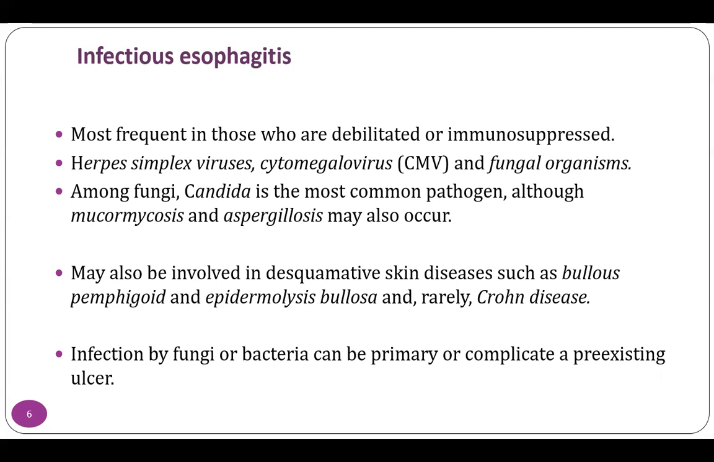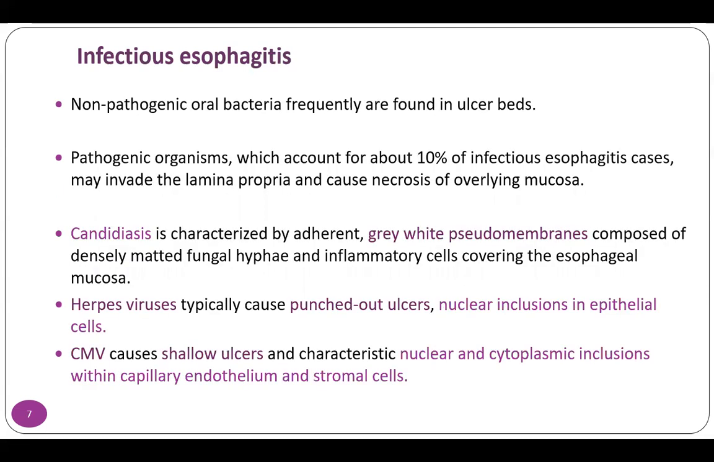Of course, in some cases we can see other infectious etiologies, such as mucormycosis, and sometimes acute bacterial esophagitis, but it's really rare. Most of the time in clinical practice, we would have these three: herpes, cytomegalovirus, and candida, the fungus. So how do we see each of them?